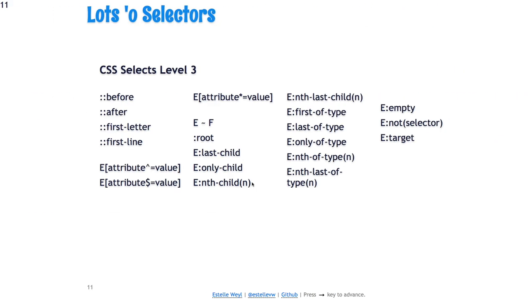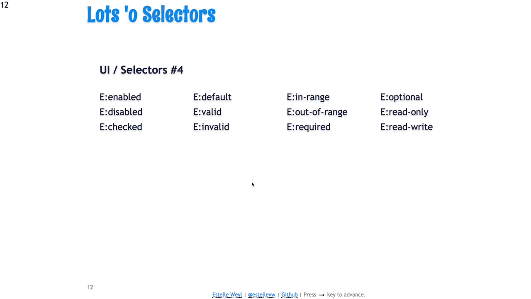Then we have what we have with CSS 3, which is some pseudo elements, some attribute selectors, the tilde, the root, and then nth-child and nth-of-type, as well as last-of, empty, target, and then the not, which is a negation selector. So we're going to cover all of those. And then we have more.